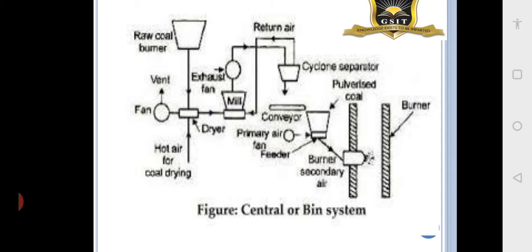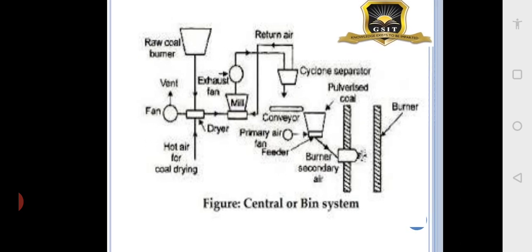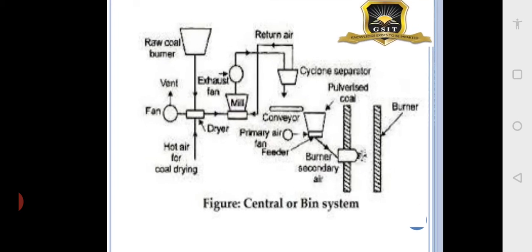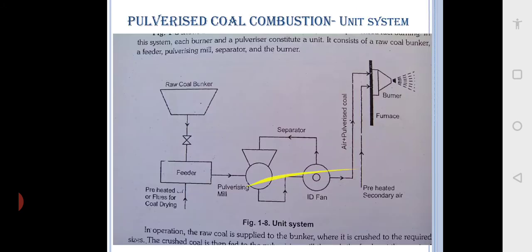The pulverized coal comes and it is burnt in the burner, and near the burner again preheated secondary air is supplied and it is burned in the furnace. So this is known as a central or bin system, and it is not for each burner. For many burners you will have one system. I will show the picture again. This is a unit system.